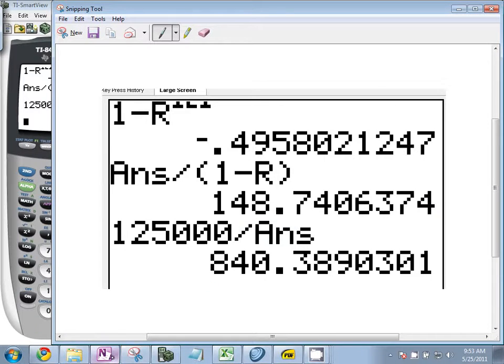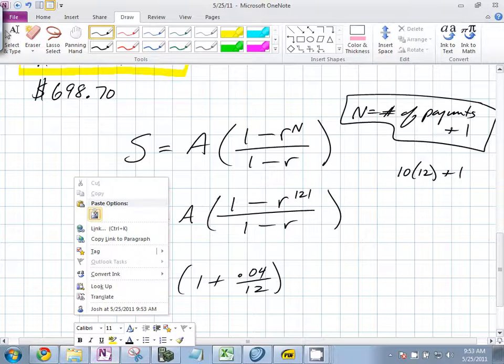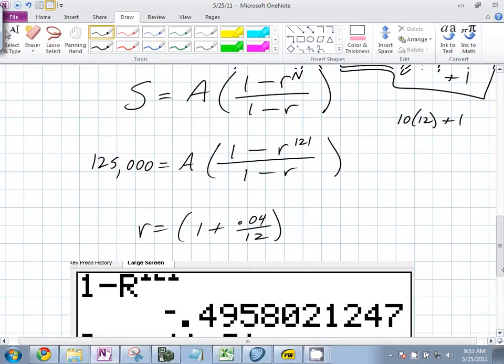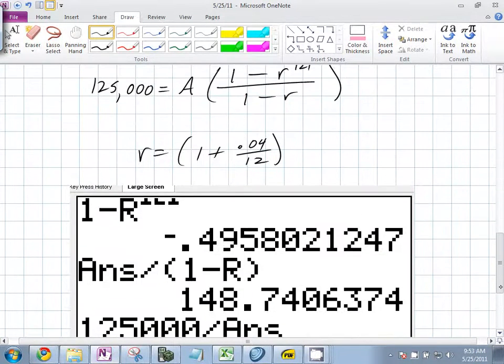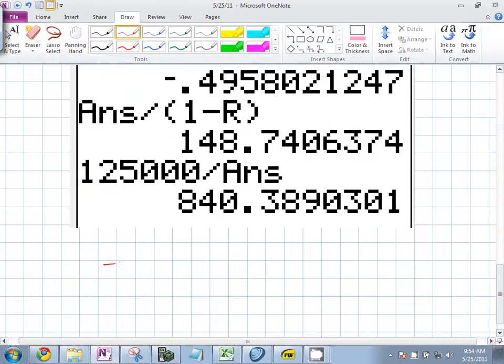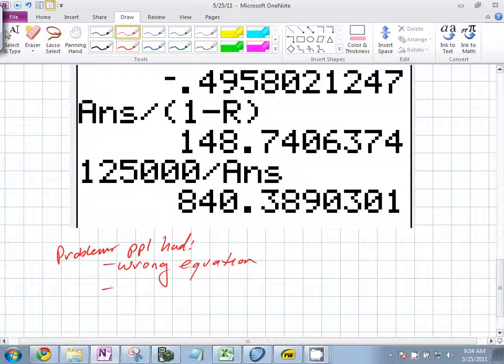So let's just discuss where people went wrong. What are different things people did wrong? Yeah? Wrong equation. What else? Anything else? Minus 1 rather than plus 1. Oh, just small mistakes in the equation? Is that what you mean? Yeah.